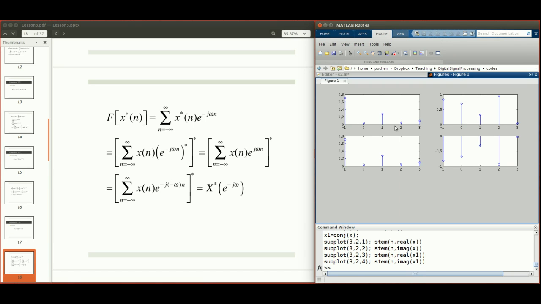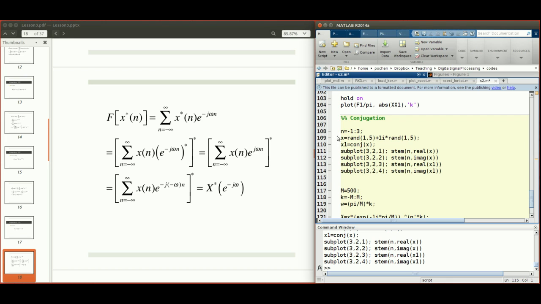So that's the real part of x, that's the imaginary part of x. And then that's the real part of x1. It's exactly the same as x. And then that's the imaginary part of x1, and you can see the sign is reversed. Here it's all positive, and now here it's all negative. The sign is reversed, right? So that's our x and its conjugate. Here we denote it as x1.